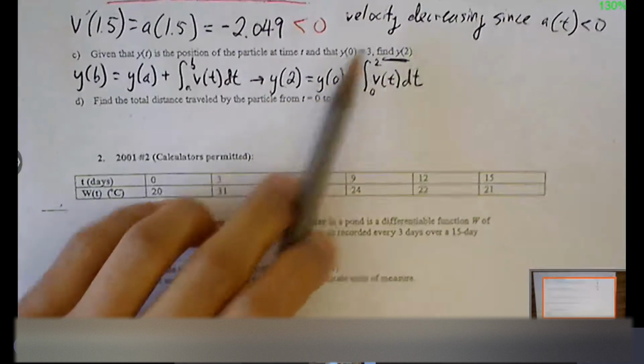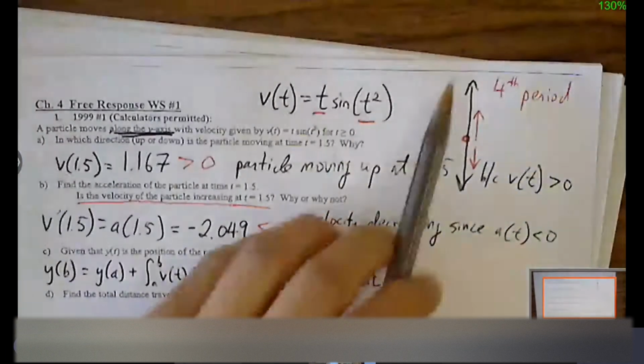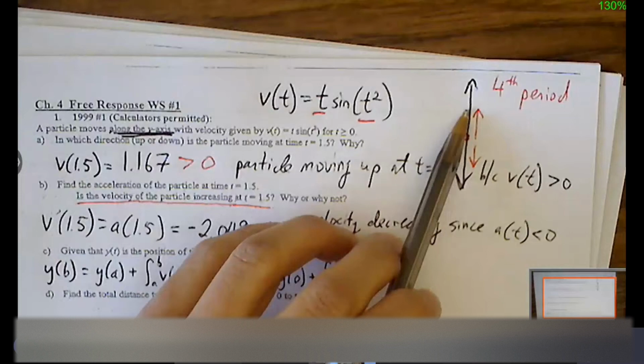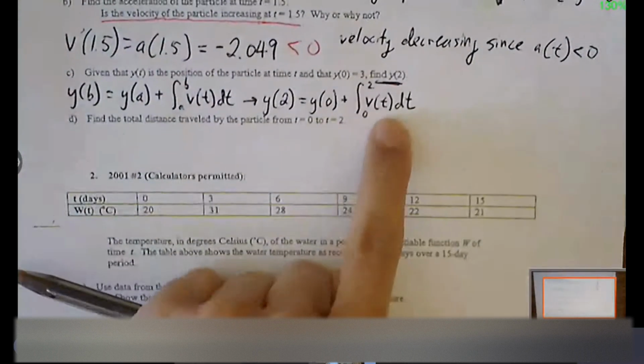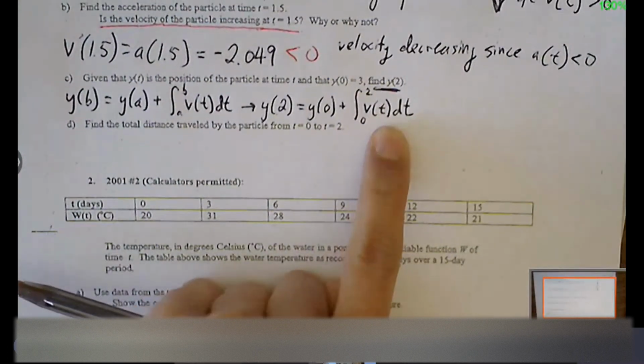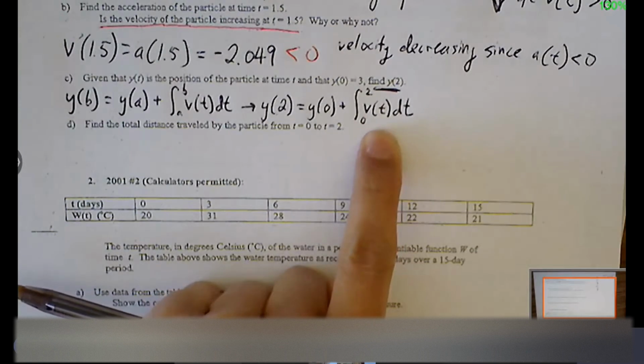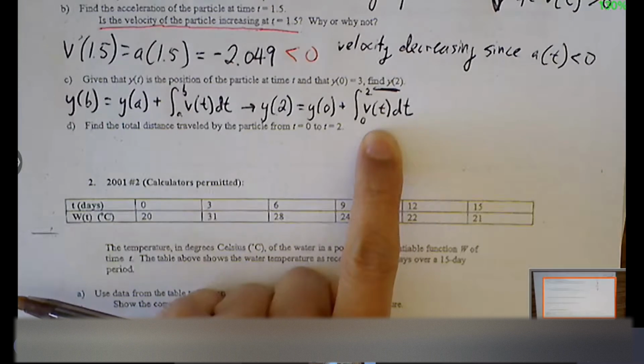So y of 0 is 3, so that means I'm starting on the y-axis at the value of 3, and then I'm going to add or subtract depending on how much progress I made in that time interval. But we're going to go to our calculator to help us find the amount of progress, the displacement that this particle achieves.